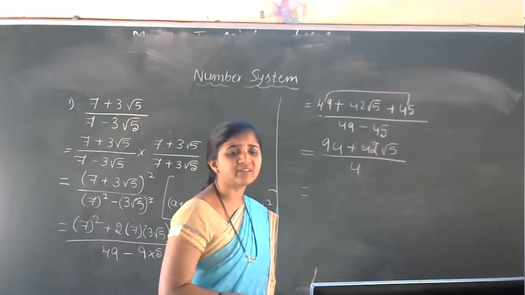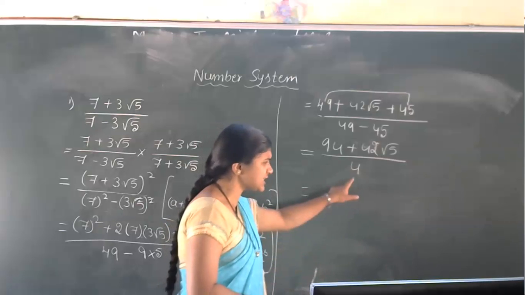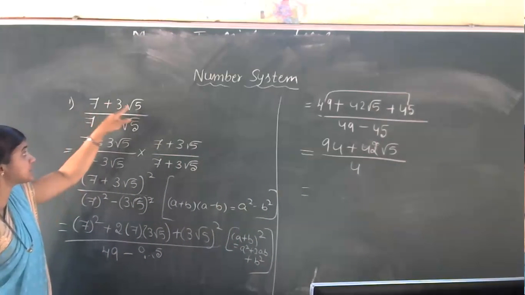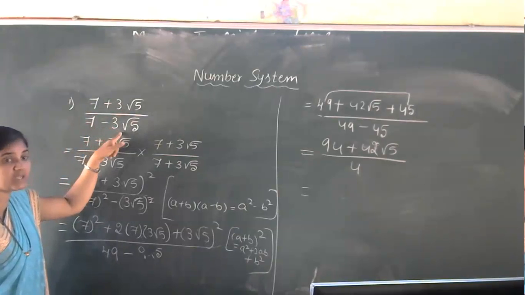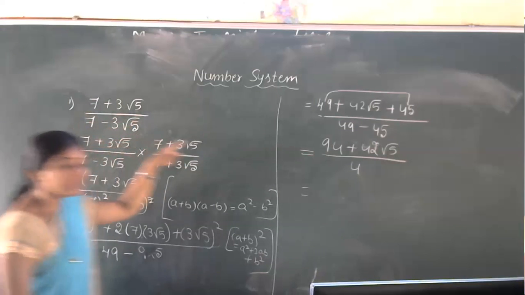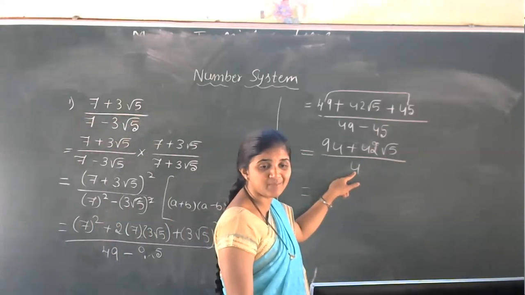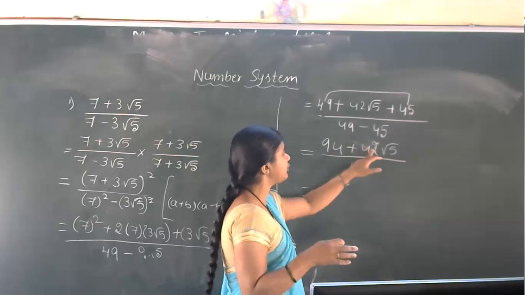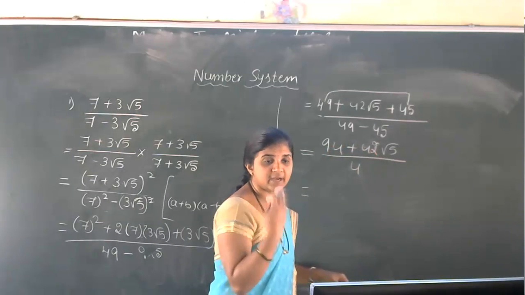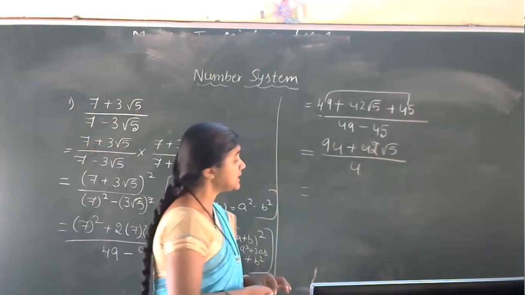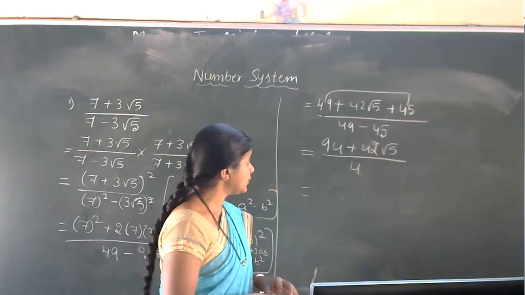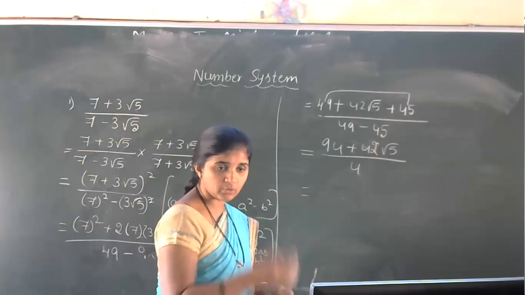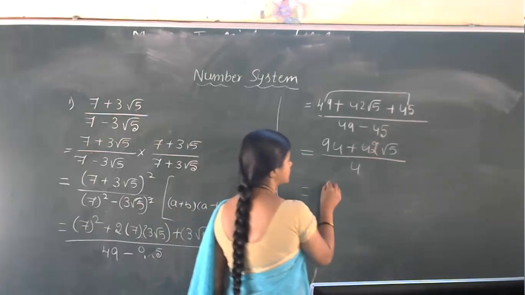Can we simplify further? Yes, of course. We got the rational denominator. Observe that the beginning step, 7 plus 3 root 5 divided by 7 minus 3 root 5, had an irrational denominator. Now the denominator is converted to a rational number. But we have to see whether simplification is possible or not. For 94 and 42, can we take any common factor outside? Is it a multiple of 4? We have to check. No, then we can take 2 outside as a common factor.